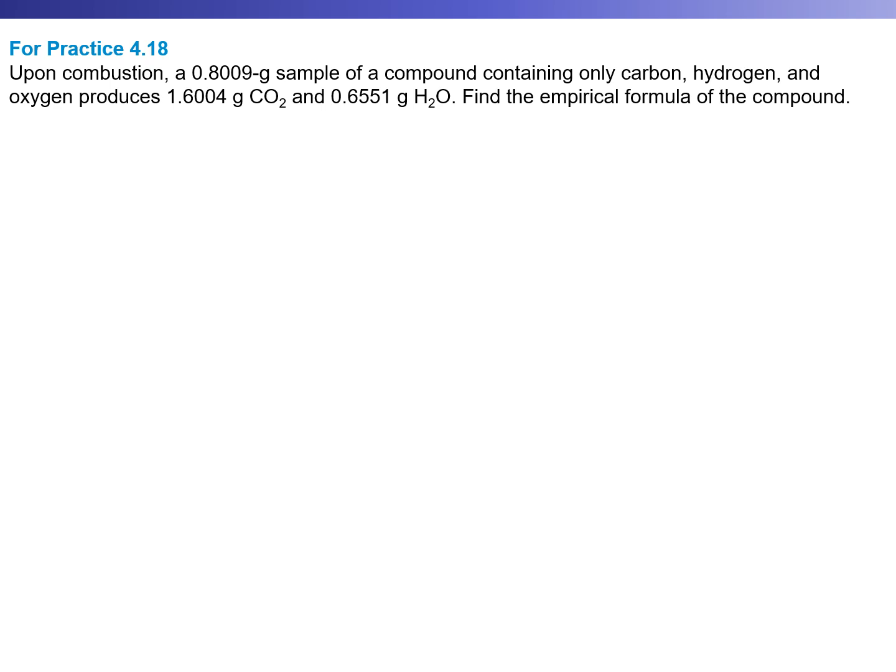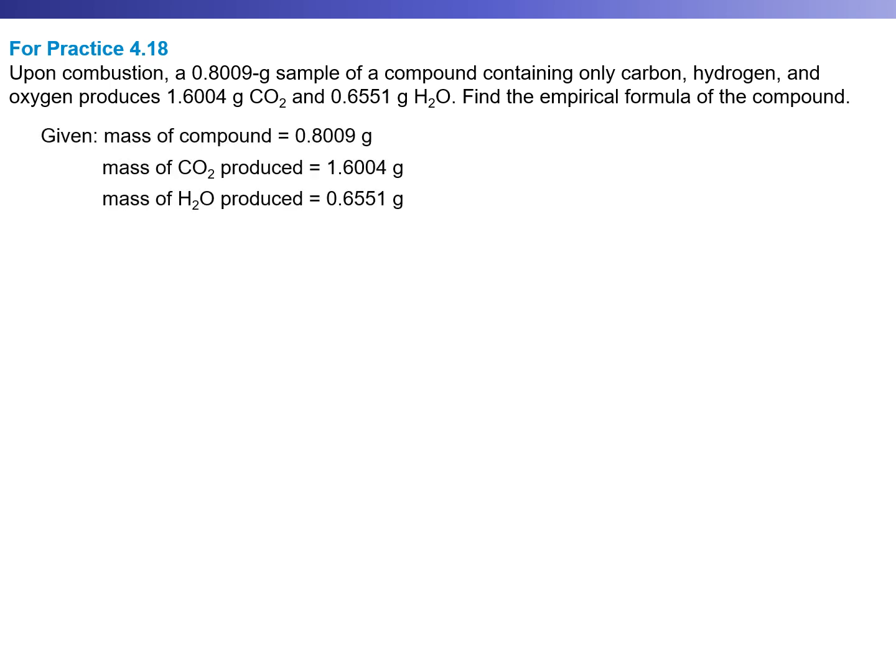for our empirical formula. All right, so I'll course guide you as we go through this. I always like to start by writing down the givens. So we're given the initial mass of a compound, 0.8009 grams of it, and that we ended up with 1.6004 grams of carbon dioxide and 0.6551 grams of water. And we're being asked to find what is the empirical formula for this substance that is made up of carbon, hydrogen, and oxygen. Now, with all these problems, the thing that we've started with is we had to convert the grams into moles.